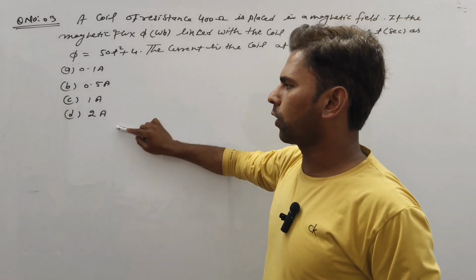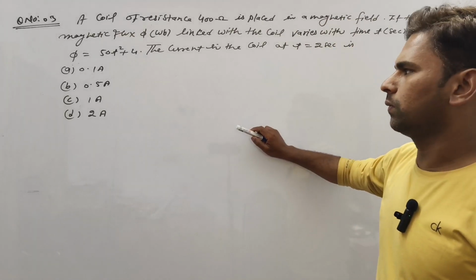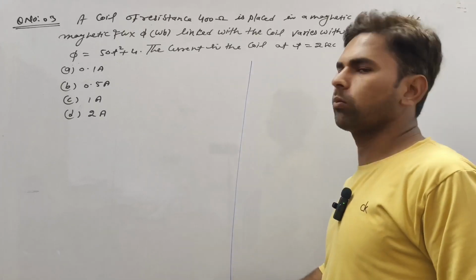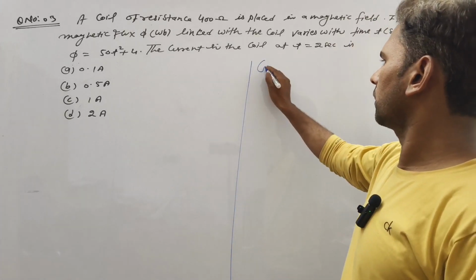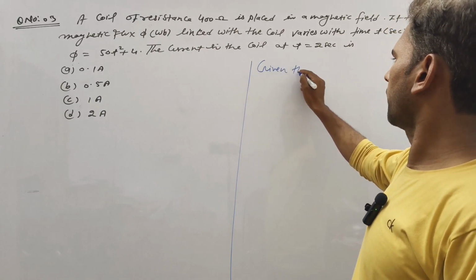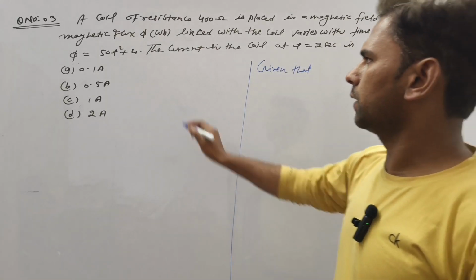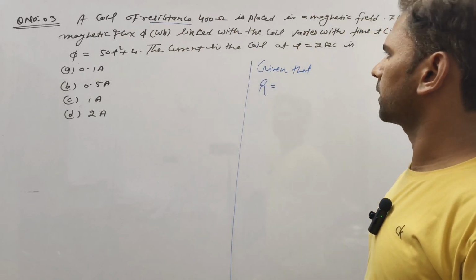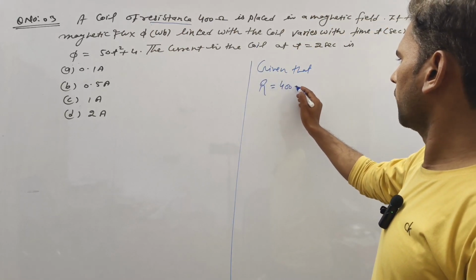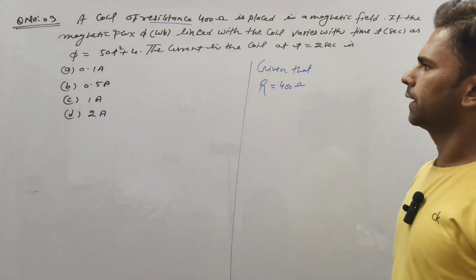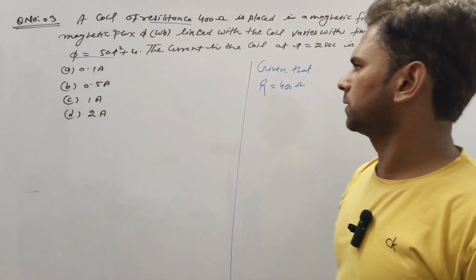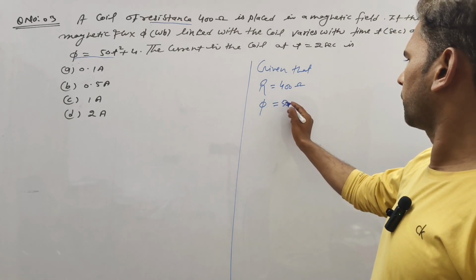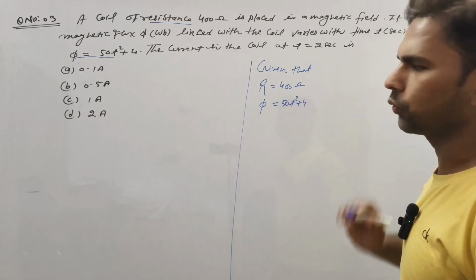Here are the given 4 options. Which option is correct? We will see after solving this problem. You know very well how you can solve this problem. First you will write the given values. Resistance, denoted by capital R, is given as 400 ohm. Next, magnetic flux phi is given as 50 t square plus 4.